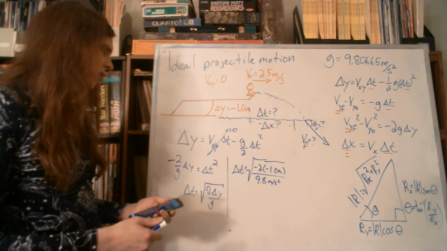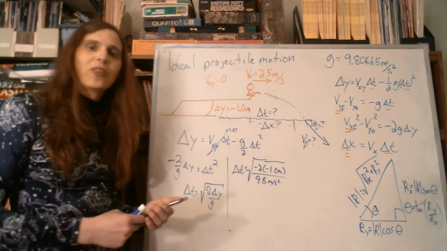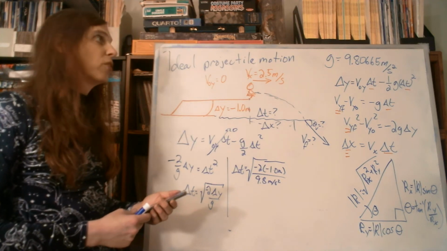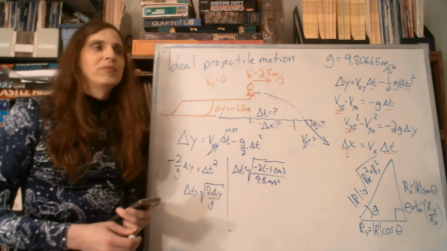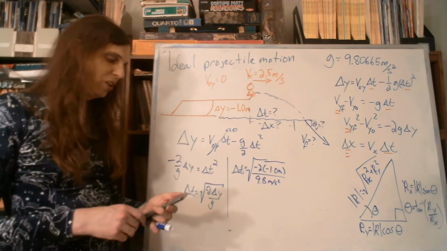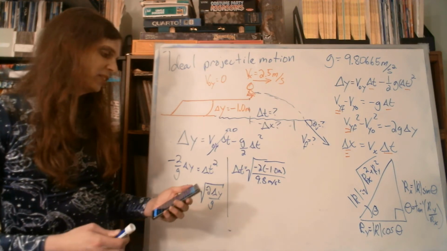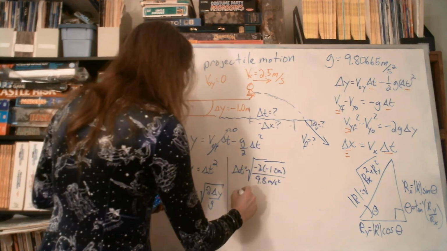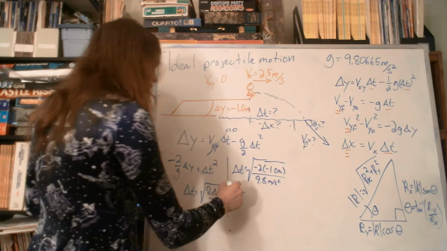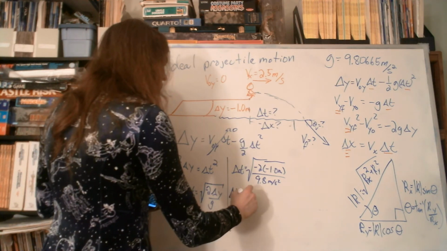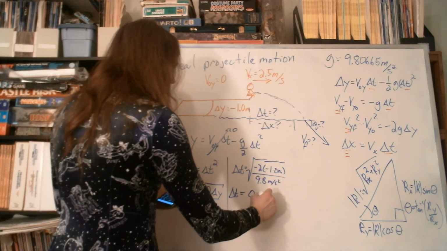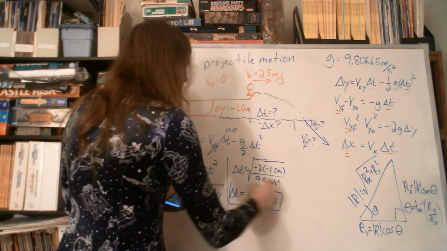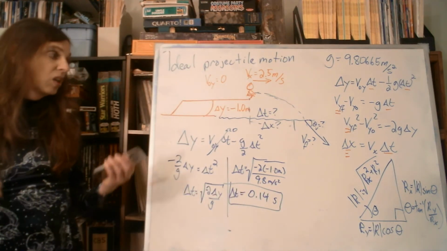Sorry, I made an error in my estimate. So, 2 over, anyway, it's about 0.14 seconds. So 1 over 4.9, around the square root of 1/5. And so that winds up being 0.14 and change seconds. I'm going to leave it at 0.14 for our time.